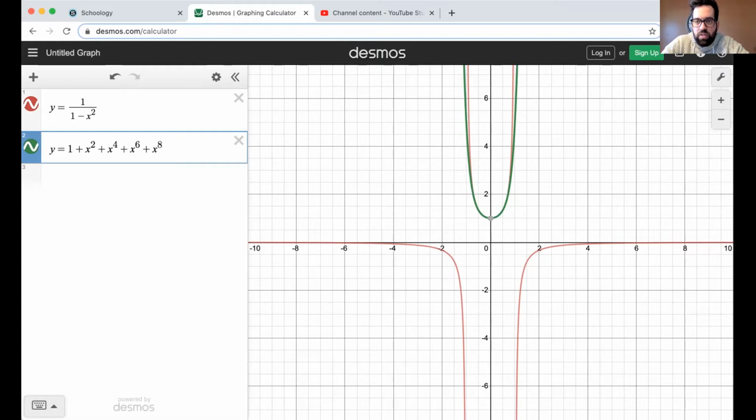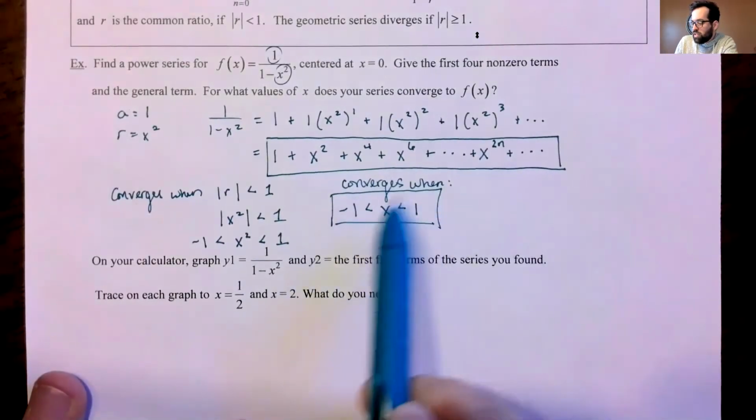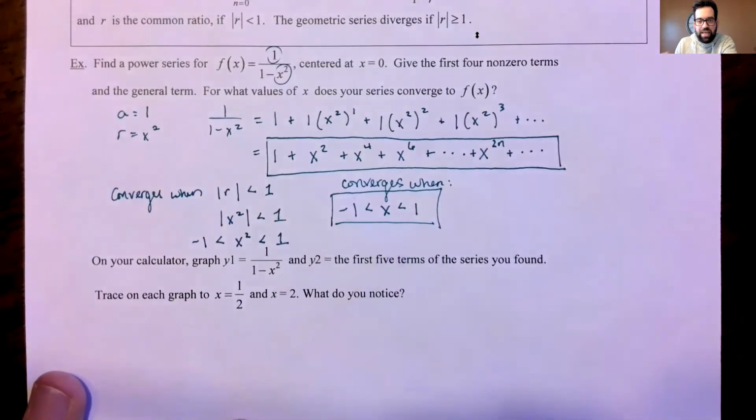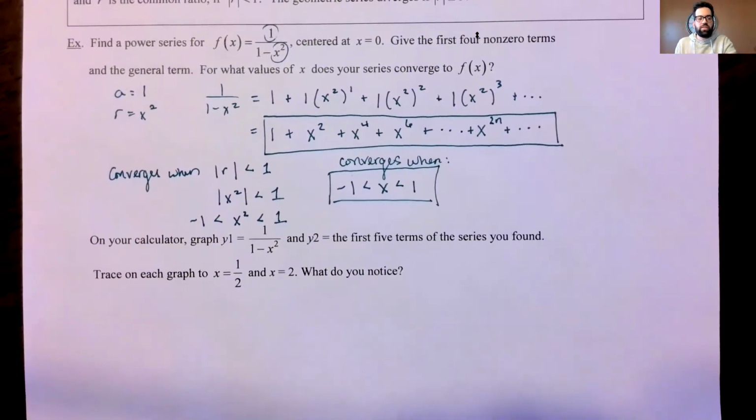Let me switch back over to the notes so we can examine the algebra again. Okay, so you can see we found that our series converged between -1 and 1, and that's exactly when this actually works on the graph. So it's only for the middle portion between those 2 vertical asymptotes.